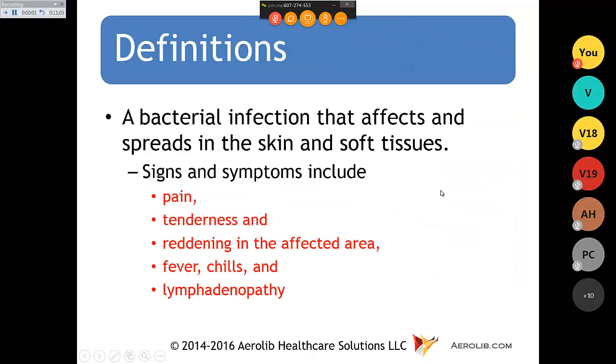So let's talk about a definition of cellulitis, and we know it's a bacterial infection that affects and spreads in the skin and soft tissues. The signs and symptoms are pain, tenderness, reddening in the affected area, fever, chills, and lymphadenopathy.